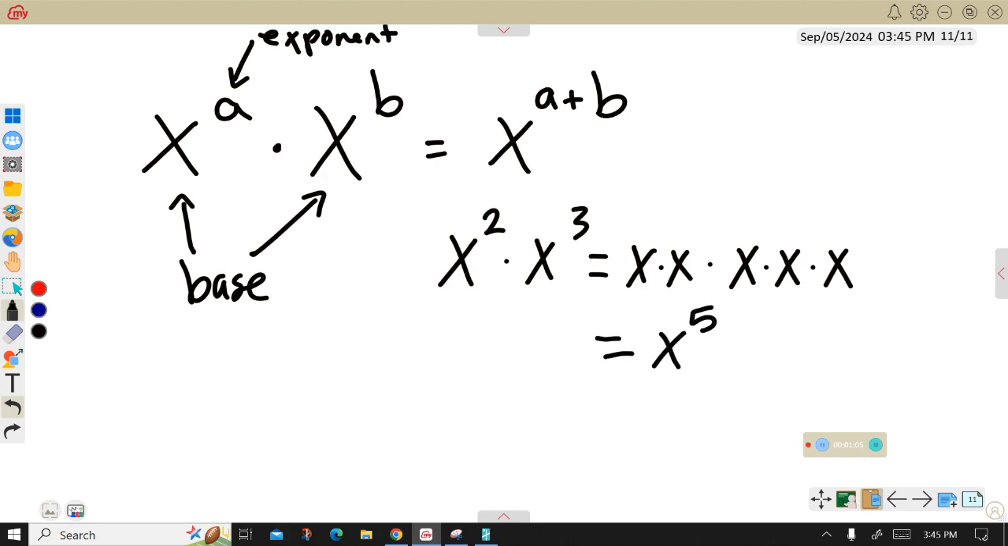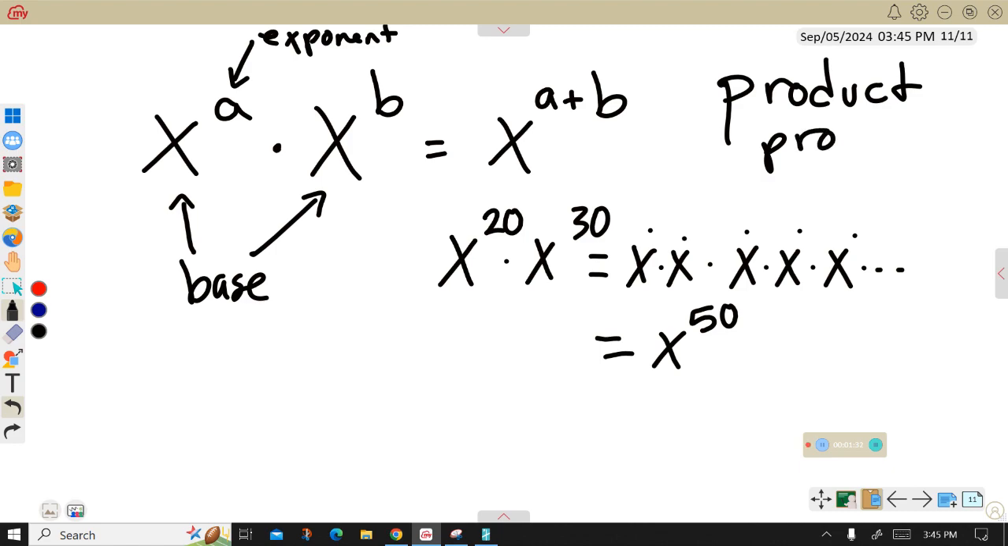So rather than write all of these x's, what if this said 20 and that said 30? Would you want to write all those x's? That would be ridiculous, right? So we have a way to count them, and we would know that we would just get 50 instead. Writing them all out would be too much to write. So that's why we want to use these rules, to save time and writing. So this rule right here is called the product property, or product rule, the product property of exponents. That's the basic one, and everything else is based on this one.